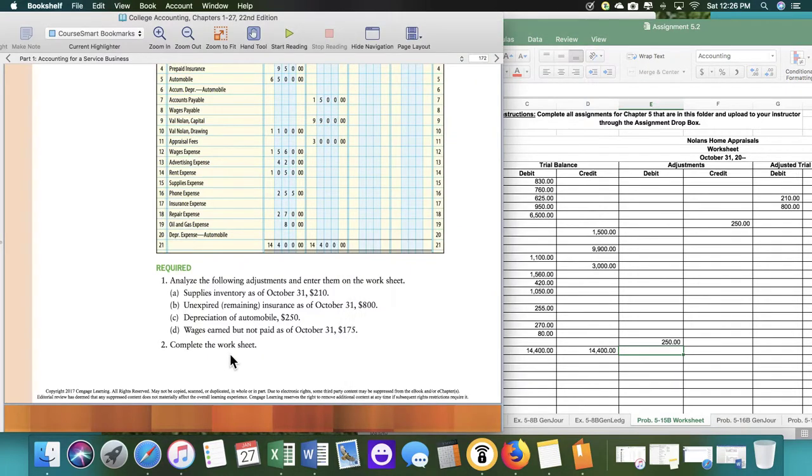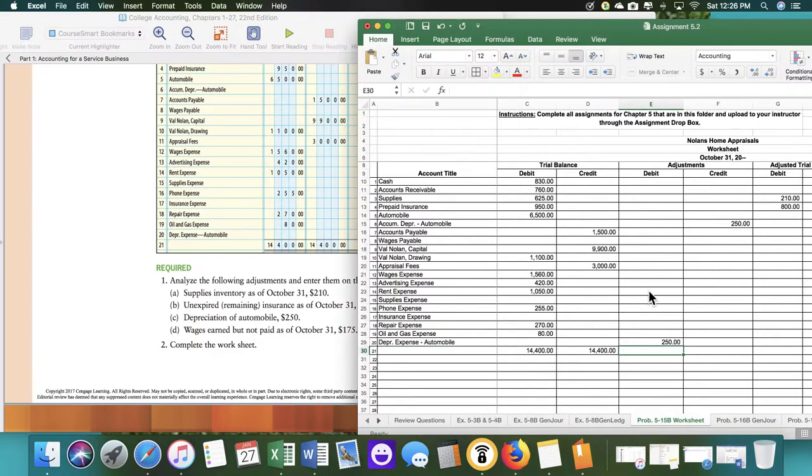The last one is wages earned but not paid as of October 31st. So that is the amount that goes into the adjusted column. So it is going to go into wages expense and wages payable. Wages payable is going to be a credit for $175. Wages expense is going to be a debit.